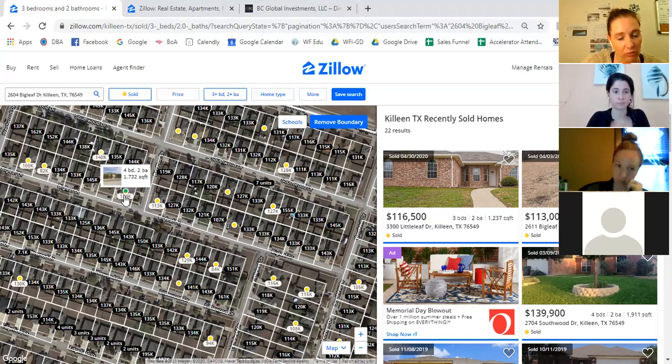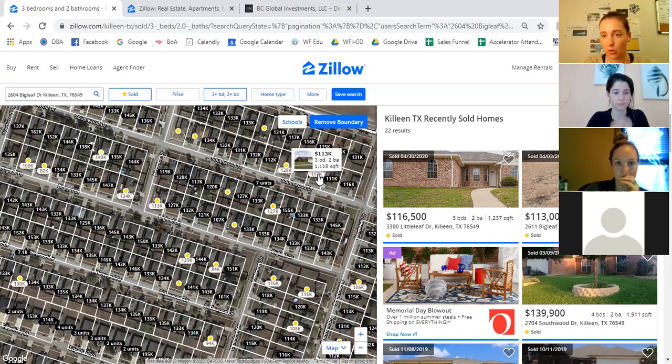So you can kind of scroll around here. All the houses in yellow are what have sold. The ones in black, these are not on the market. These are just Zestimate numbers, you know, what Zillow thinks these properties are worth. So this one here is a 4 bed, 2 bath, 1,601 square feet. So that's kind of close, right? It's same beds and baths, but a little bit smaller.